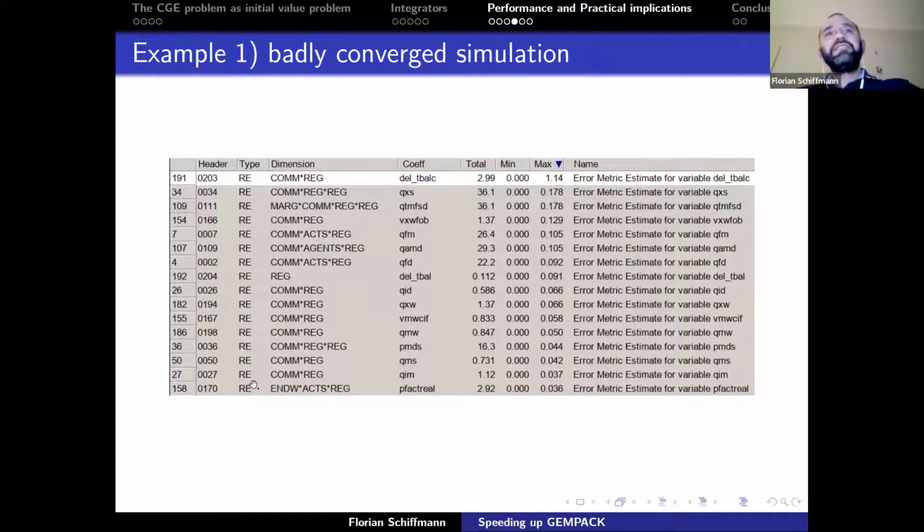Here is this .ag file I talked about, and in the viewer, we've got the feature you can press the middle mouse button on the max column, and it will sort it beautifully. And that's how a badly converged simulation looks like, that you see all the variables have a sizable maximum error metric. So that's the maximum component.